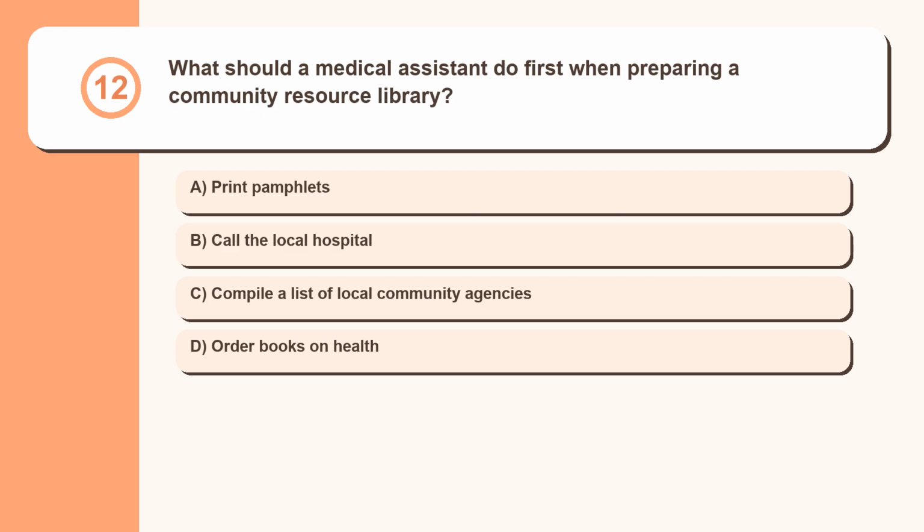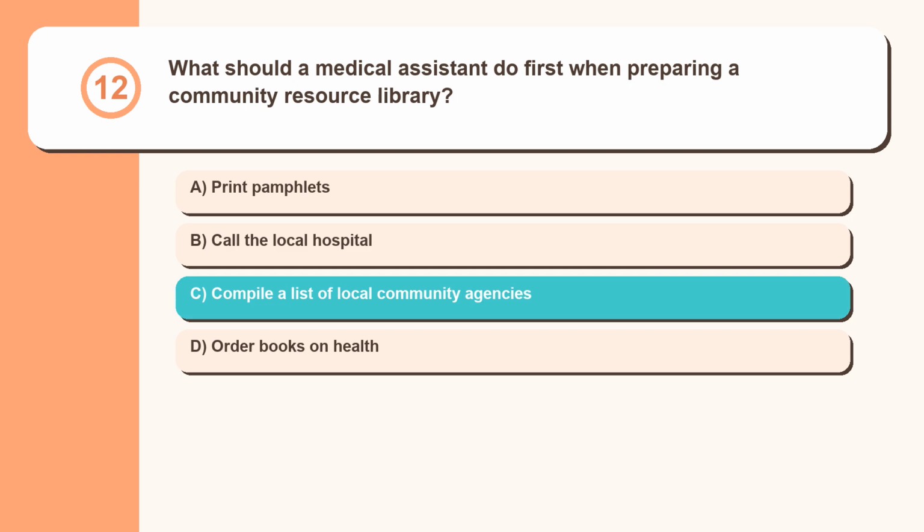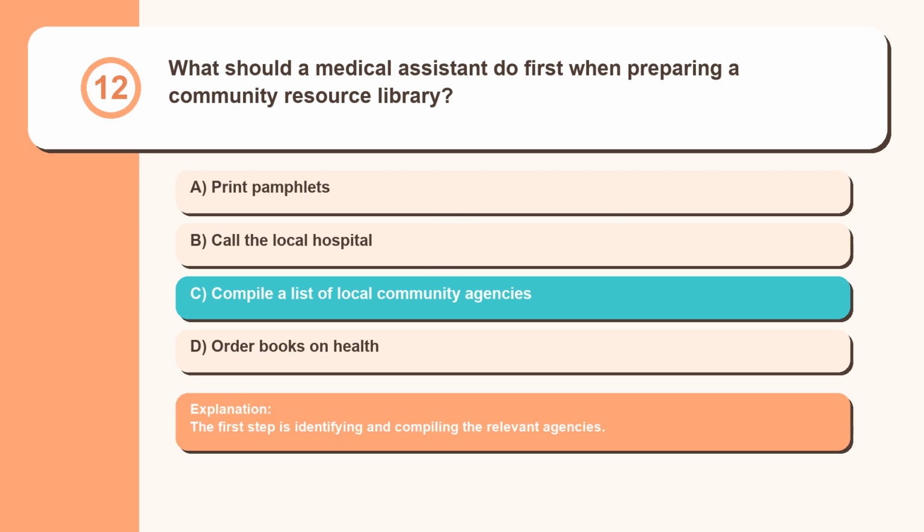Question 12. What should a medical assistant do first when preparing a community resource library? Print pamphlets, call the local hospital, compile a list of local community agencies, order books on health. The first step is identifying and compiling the relevant agencies.